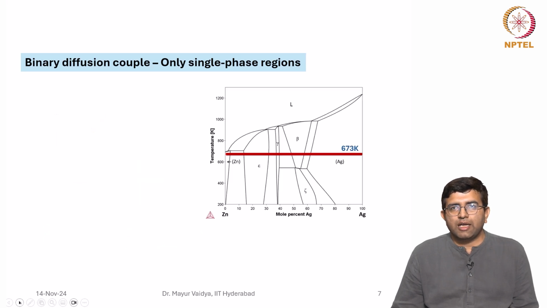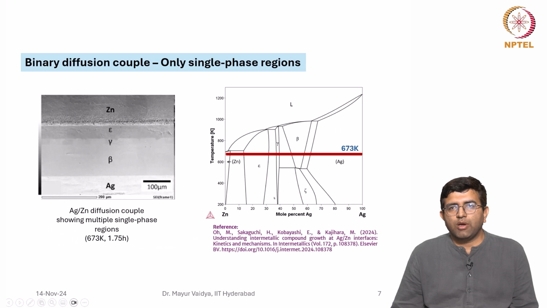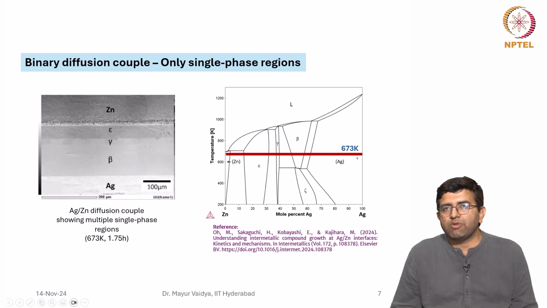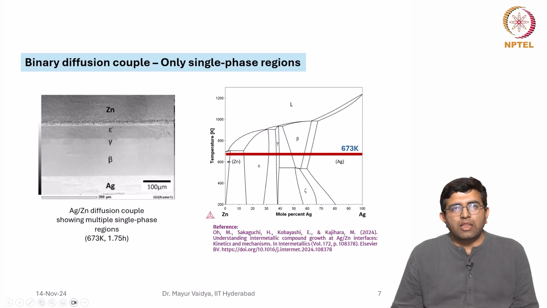Then another example I will show you. For example, you have zinc silver. Let's say the diffusion couple was made and annealed at 673 Kelvin. You have all these single phase regions, dual phase regions, and so on. But in the interdiffusion zone here in the micrograph, you can see that you have only epsilon, you have gamma, you have beta phase, but not any phase mixture.